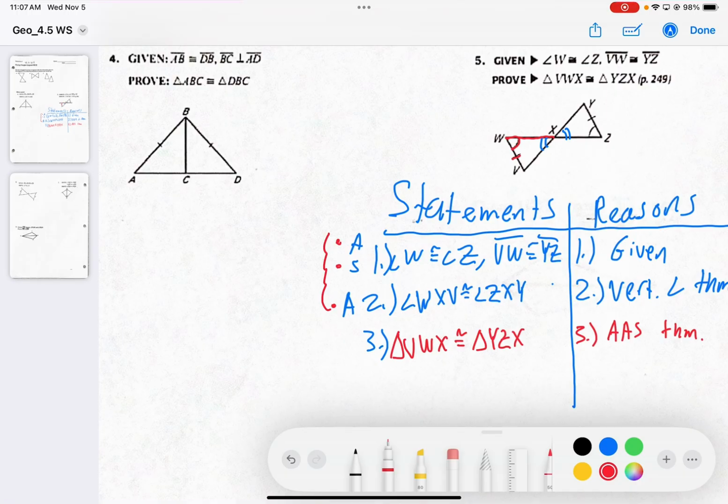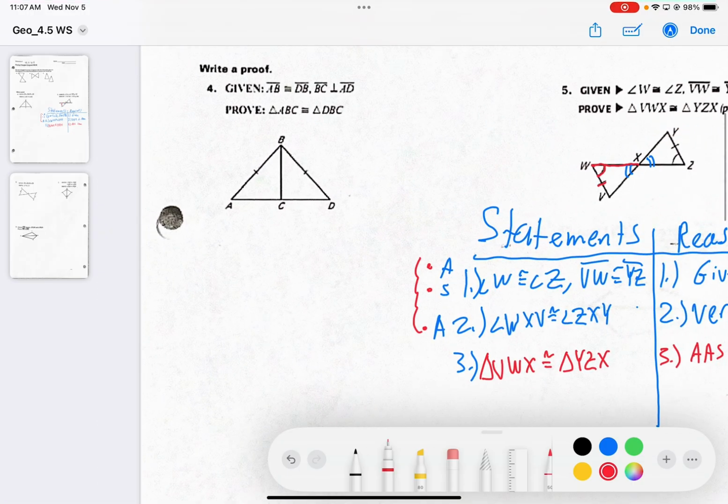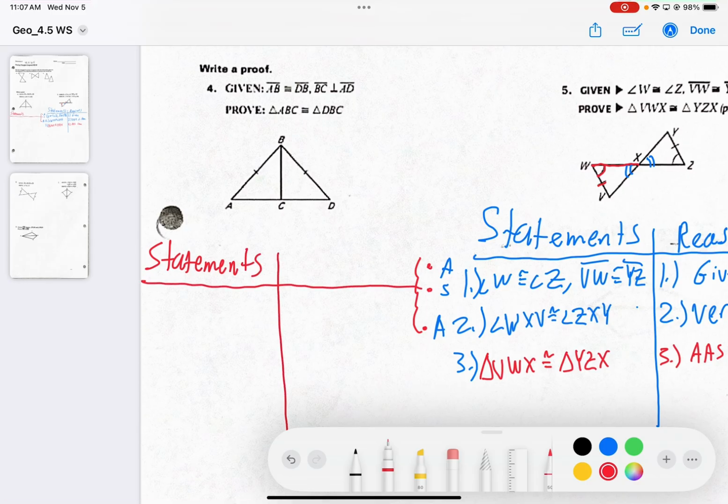Let's talk about 4. 4 is tricky. We're going to do a little bit of planning before we go into 4. Let's look at the givens. So it tells me those 2 sides are congruent. They already marked them in my picture, whatever. And then as I'm writing my givens down, I see that my other given is the fact that they are perpendicular. So what should I be thinking in my head when I see that I have a given that's perpendicular?